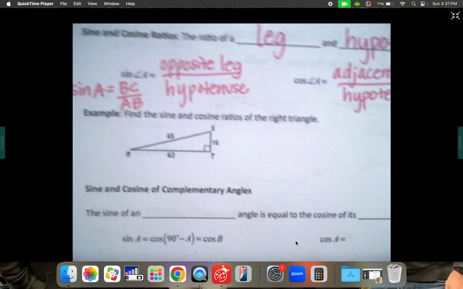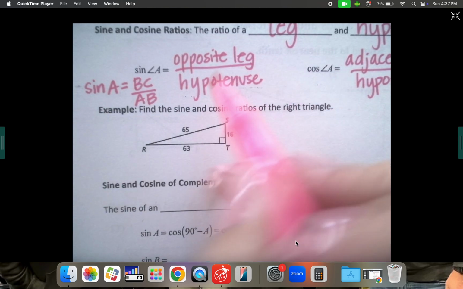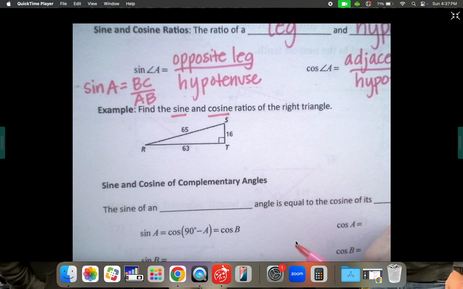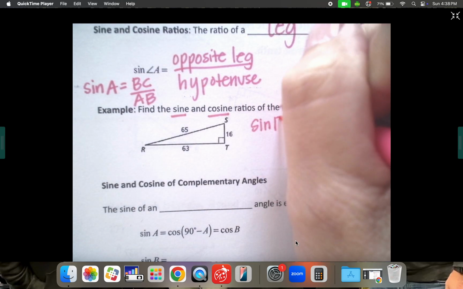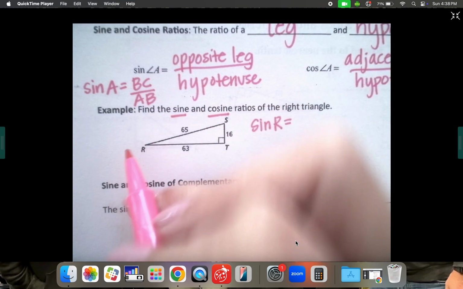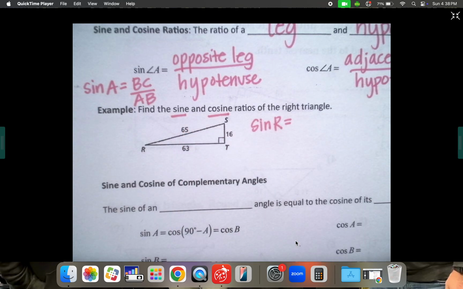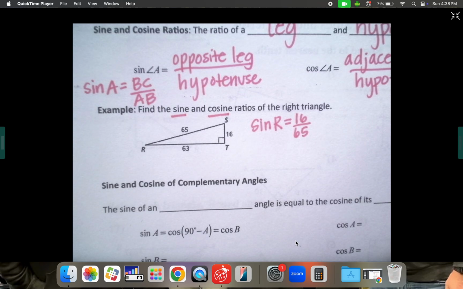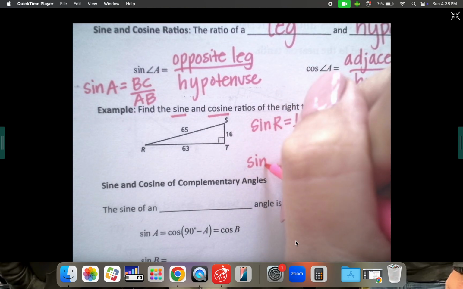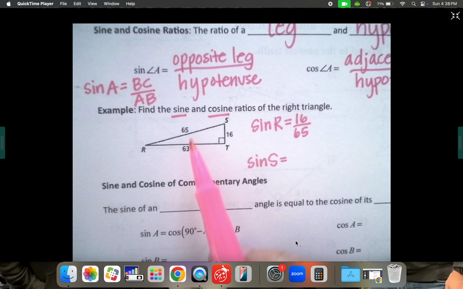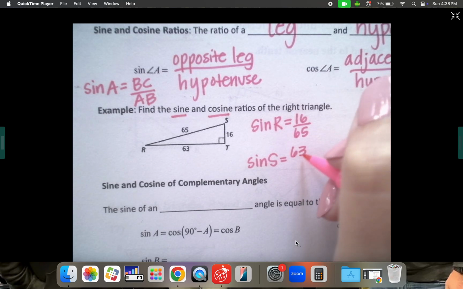All right, just practicing writing those ratios. Let's find both the sine and cosine ratios of the whole right triangle. So that means we need to do both acute angles. So let's start with sine R. So for sine R, remember sine is opposite over hypotenuse, and if we're looking from R, opposite would be 16 over hypotenuse is 65. I don't think that simplifies. If it did, we would, but I don't think it does. Then let's do sine of the other acute angle, which is S. So from this acute angle, opposite is 63 over hypotenuse is 65. So that would be 63 over 65.